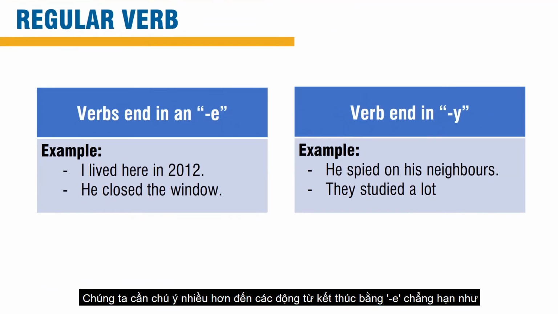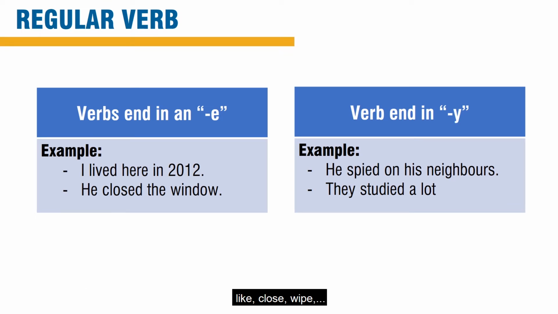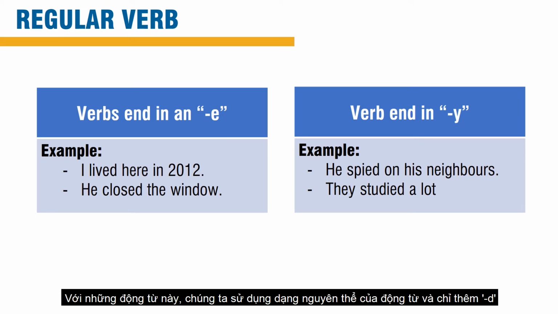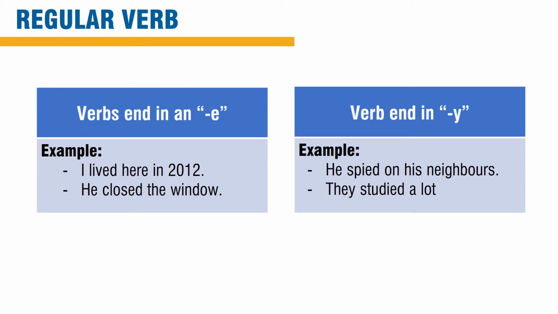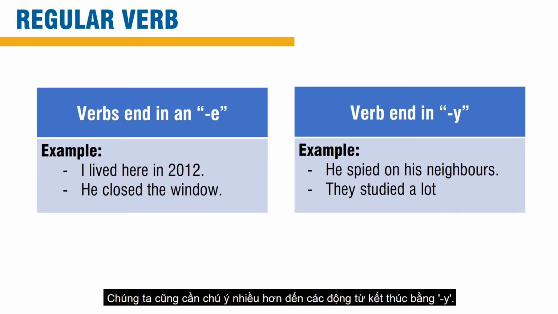Pay attention to verbs that end in an e, such as leave, close, and wipe. With these verbs, we use the infinitive form of the verb, but we only add d. For example, I lived here in 2020. He's closed the window.